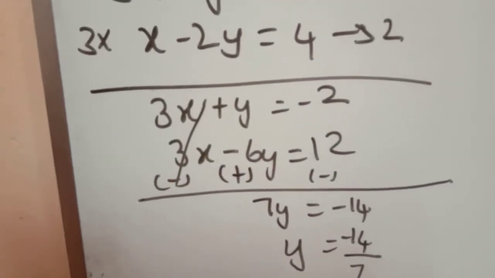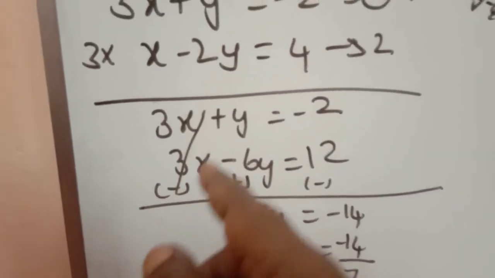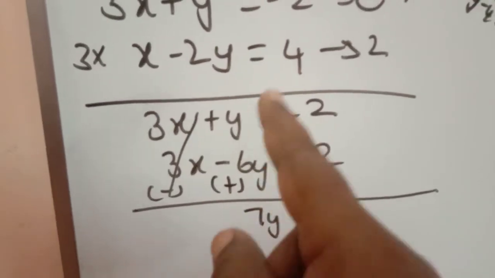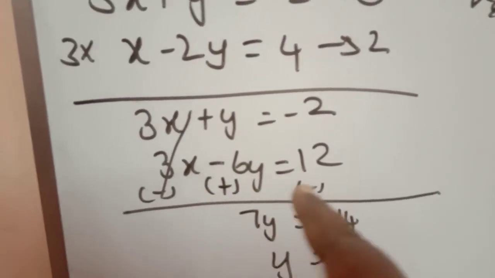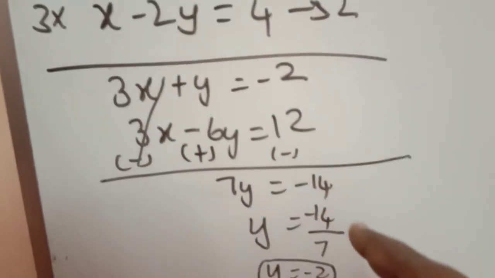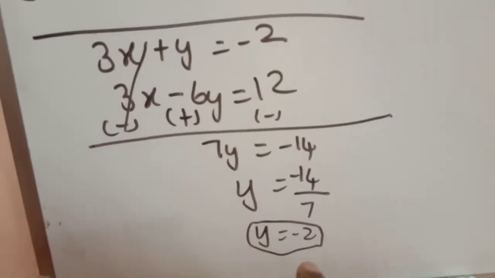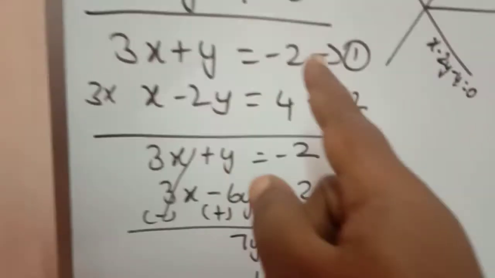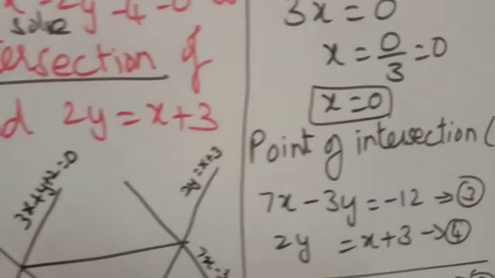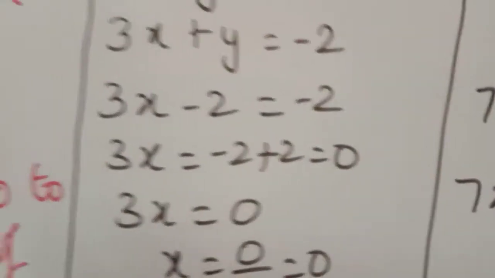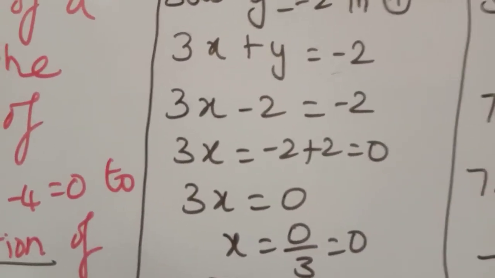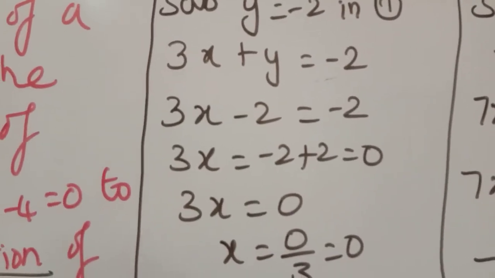It is not possible to eliminate. So we have to change the sign. That means we are subtracting these two equations. So change the sign for the second equation, all the terms, all the three terms. So 7y equal to minus 14, y is equal to minus 2. Now we have to substitute the value of y in the first equation or second equation and find the value of x. So we get x is equal to 0.